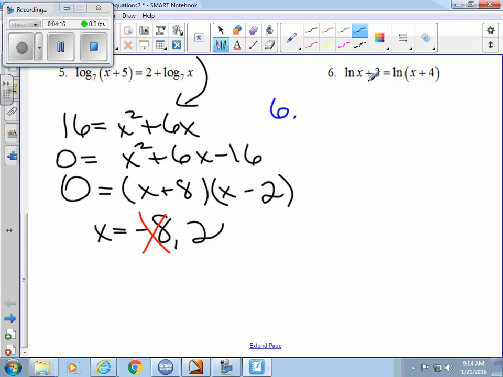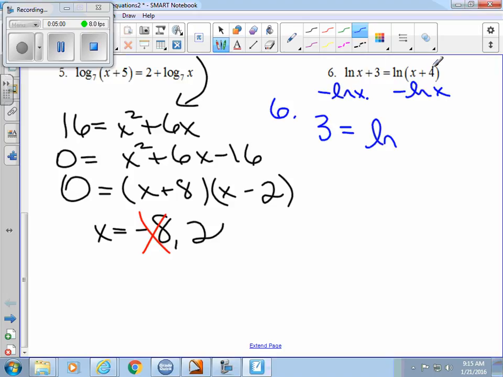This is natural log of x plus 3 equals natural log of x plus 4. So I need to know, is this logarithm equals logarithm or logarithm equals number? First glance, it looks like logarithm, logarithm, but can you combine these two things? No, you can't. So what am I going to have to do? I'm going to have to move the natural log of x and make this logarithm equals a number. How do you subtract 2 logarithms? Because I need it to either be logarithm equals logarithm or logarithm equals number, and I can't combine these.